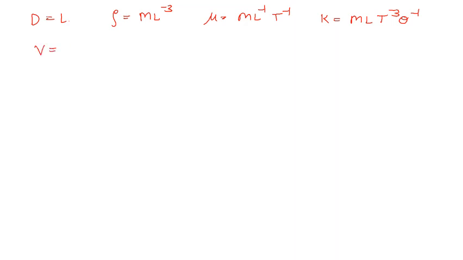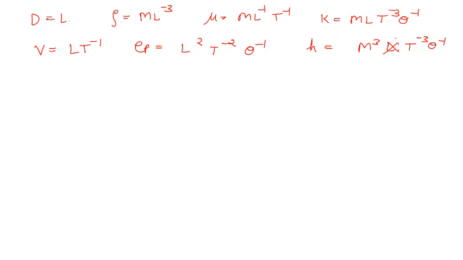Velocity is given as L t to the power minus 1, and Cp is given as L to the power 2 t to the power minus 2 theta to the power minus 1. Similarly, the h value is M t to the power minus 3 theta to the power minus 1.